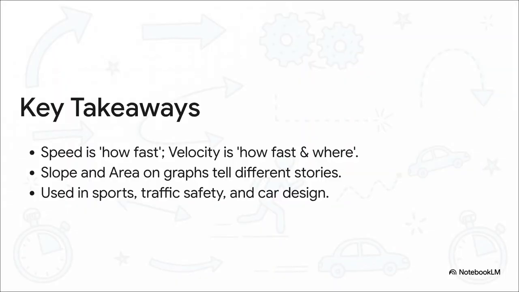Okay, so let's wrap this up with the key takeaways. First, the biggest trip-up for most people is that tiny but crucial difference between speed, just how fast, and velocity, how fast and in what direction. Next, when you're looking at graphs, you have to remember the slope and the area underneath the line are telling you two totally different stories. And this isn't just some abstract thing for a test. This is used everywhere. Sports scientists use it to analyze an athlete's performance, and engineers rely on this to design things like safer cars, looking at acceleration data from crash tests to build better airbags.